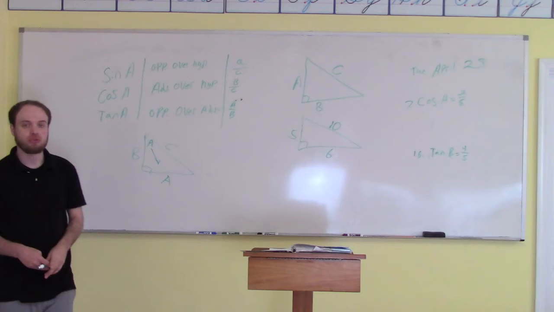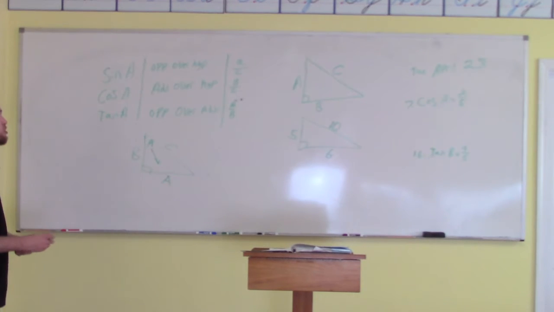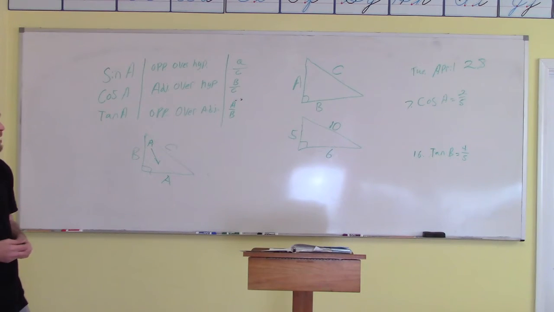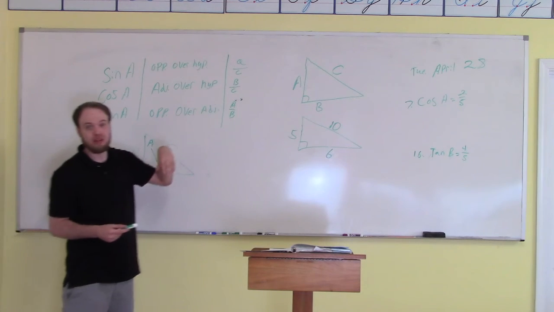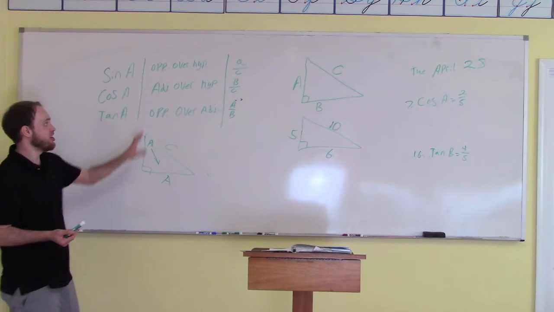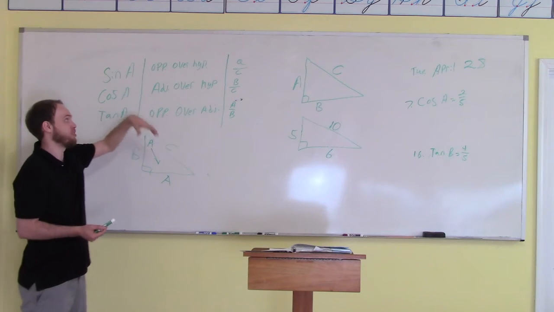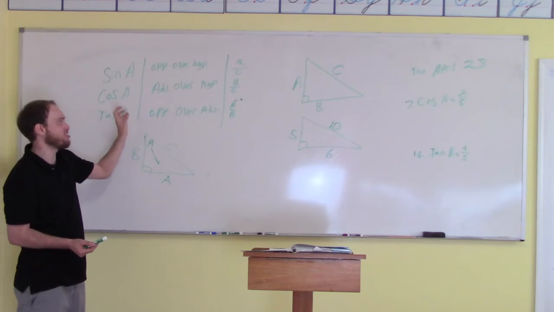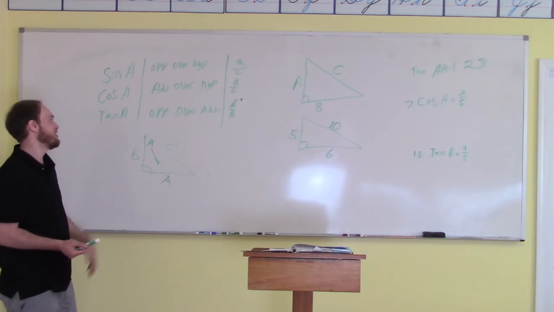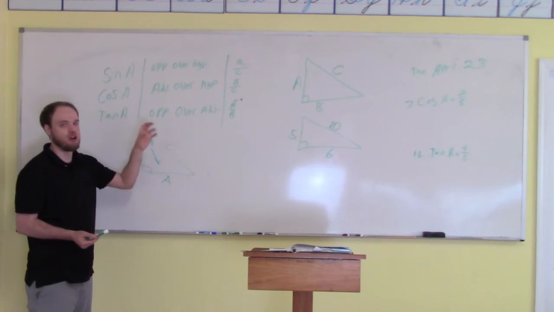And so those are the 3 ratios. You need to understand that. You need to have that memorized. The A over C, B over C, A over B part, not so much, but you need to understand what you're actually dealing with. So sine is always opposite over hypotenuse, cosine is always adjacent over hypotenuse, and the tangent is always opposite over adjacent.